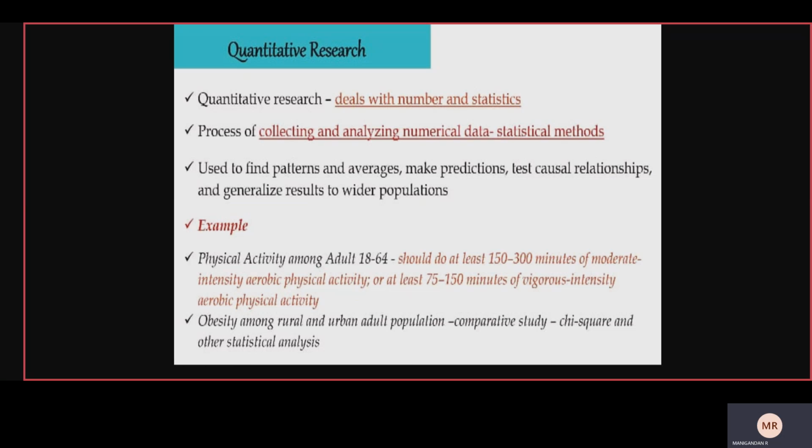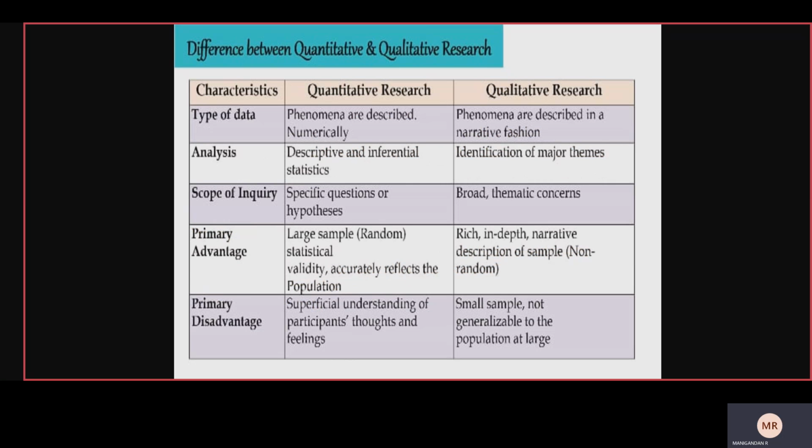And the difference between quantitative and qualitative research, that is, the characteristics. What are the characteristics of the type of data? Which type of data are you going to use? The phenomena are described numerically. Quantitative in the sense means you are using numbers. Here, narrative fashions and analysis. The analysis in the sense means descriptive and inferential statistics. Descriptive in the sense means to describe, and the inferential statistics you are using.